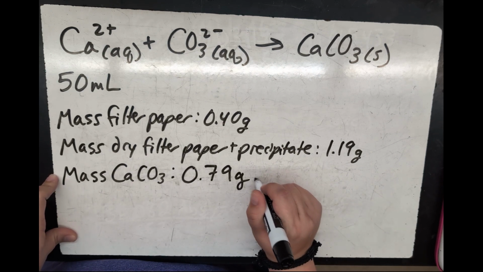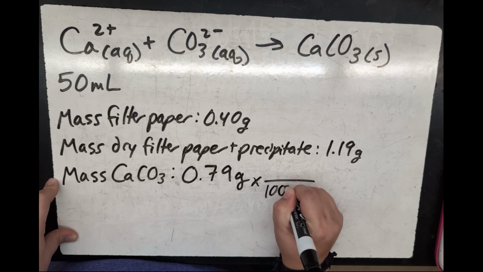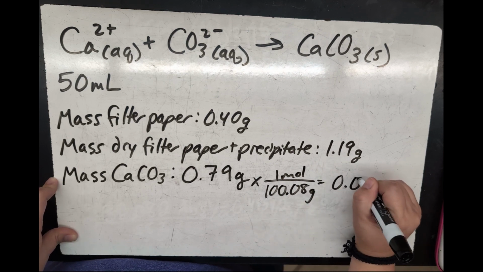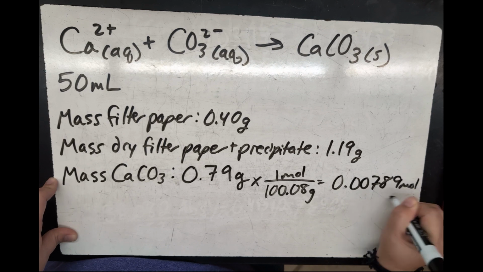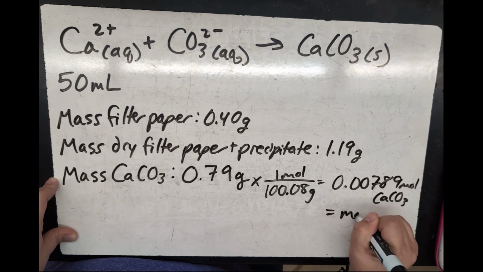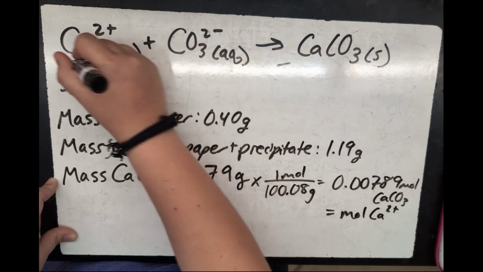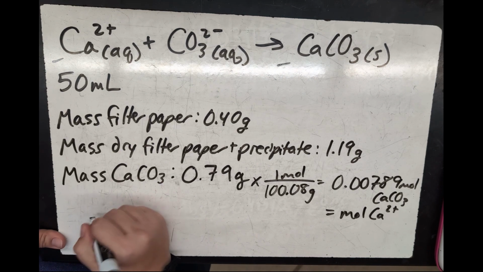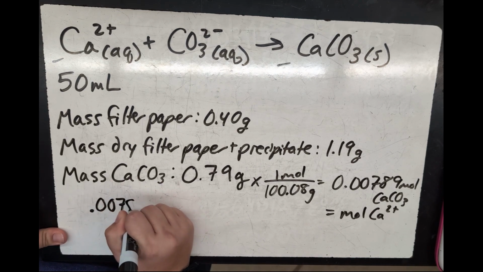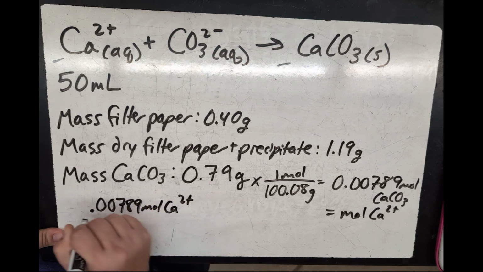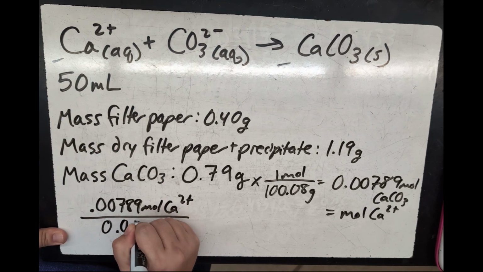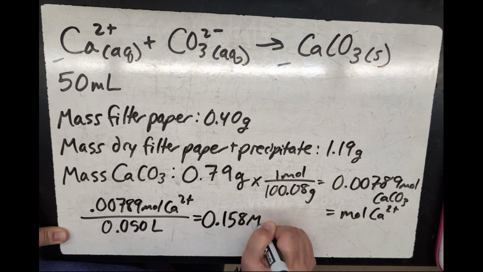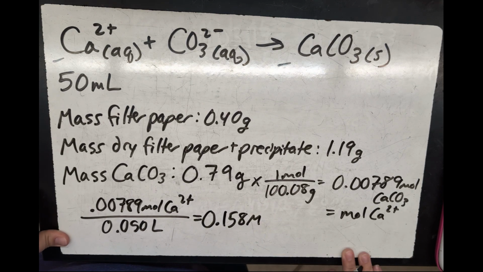Then we can change grams to moles using the molar mass of calcium carbonate. It's 100.08 grams per mole. And so we have 0.00789 moles of calcium carbonate, which is equal to the moles of calcium ions because it's a 1-to-1 ratio there. And then finally we can convert that back into molarity. So we can use the 0.00789 moles of calcium over, change that to liters, 0.050 liters, and we get the molarity was 0.158 molar.